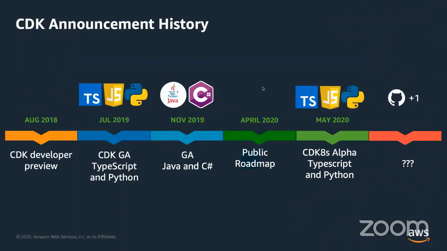So CDK was announced in August 2018. It went GA just last year, one year ago, with TypeScript and Python, and later on Java and C# were supported. We just recently announced the public roadmap, and CDK8s is announced in an alpha stage just last month, May end almost, in TypeScript and Python. If you want to know more about the roadmap, it's available on GitHub, and if we all contribute more, we'll see some awesome stuff coming out of CDK in future.